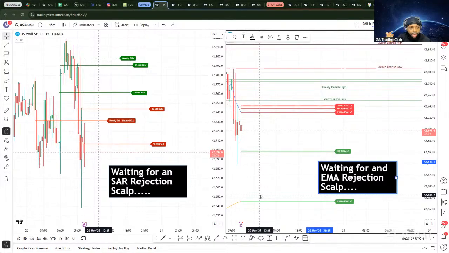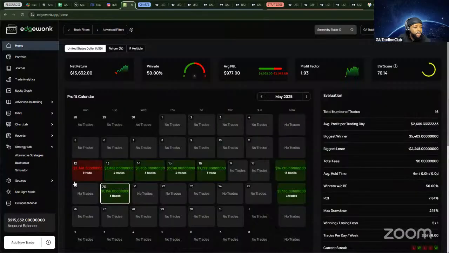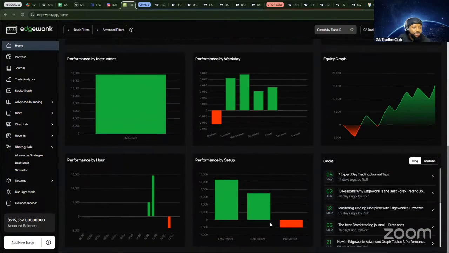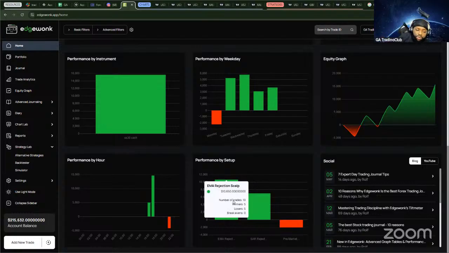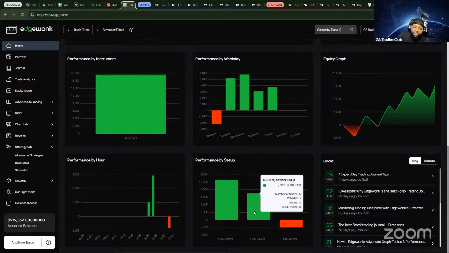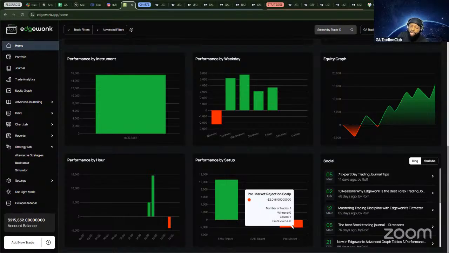The EMA rejection, if we go to the statistics here and we see performance by setup, the EMA rejection scalp is amazing, right? In 1 week, it gave me $10,000, for a 1:2, 5 winners, 5 losers. The SAR rejection scalp gave me $7,000, 3 winners, 2 losers. The pre-market rejection scalp, which is what we took today, ended up in a loss. That was a tricky one because we also had that 4-hour EMA down there. So again, this is only the 10-point account.